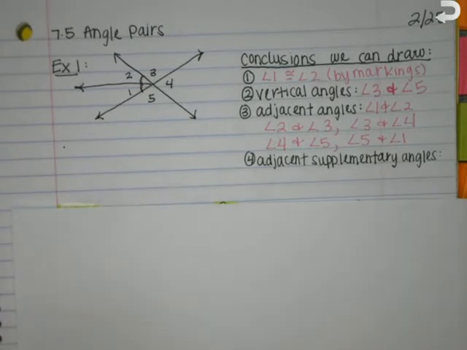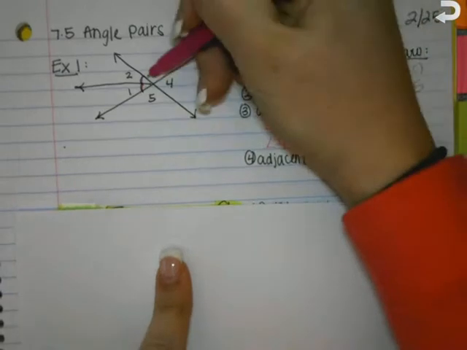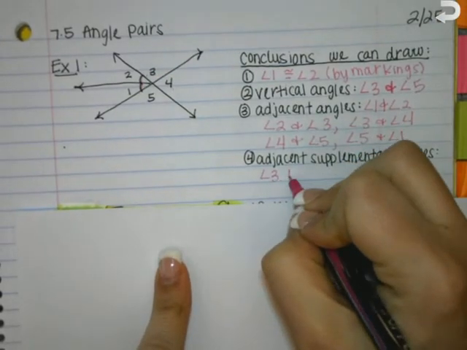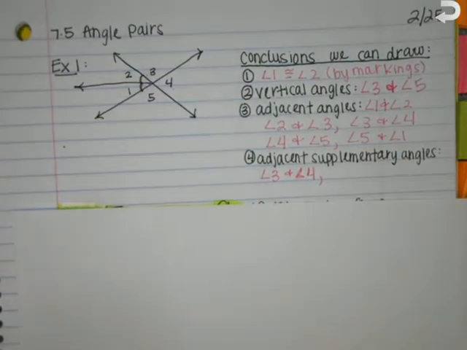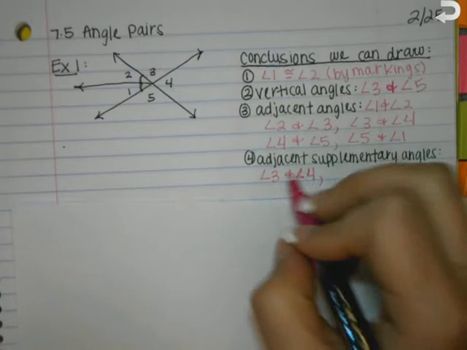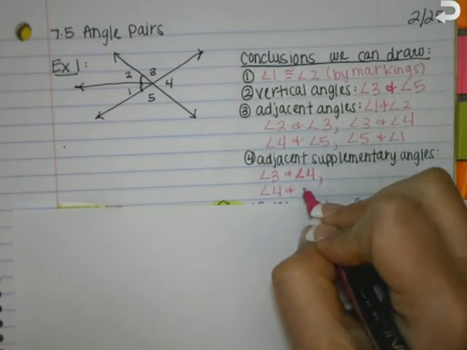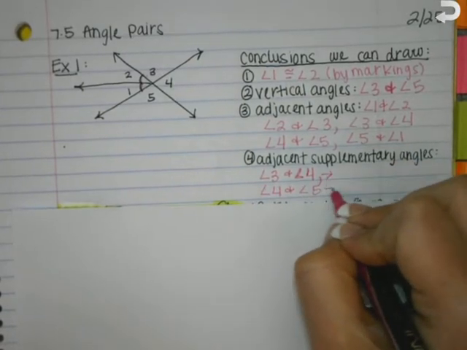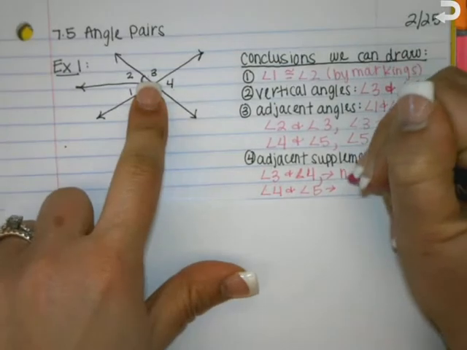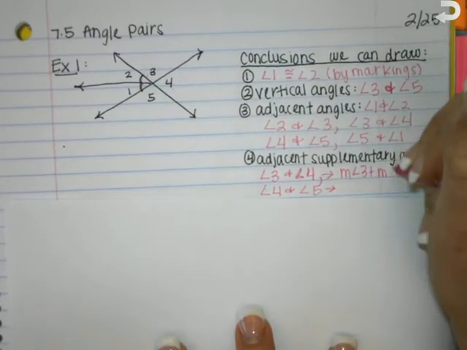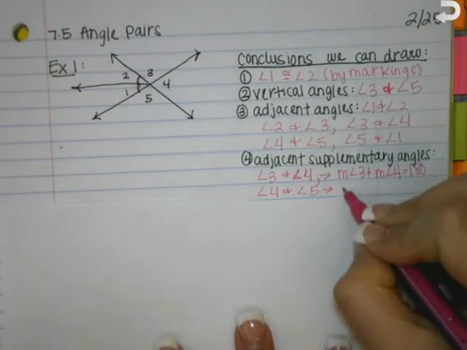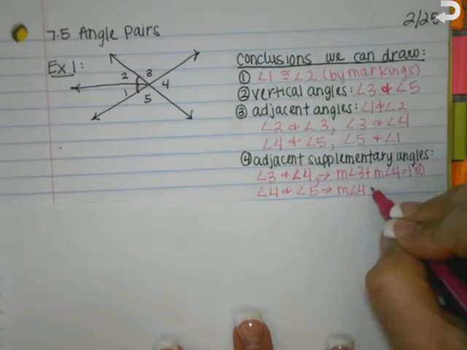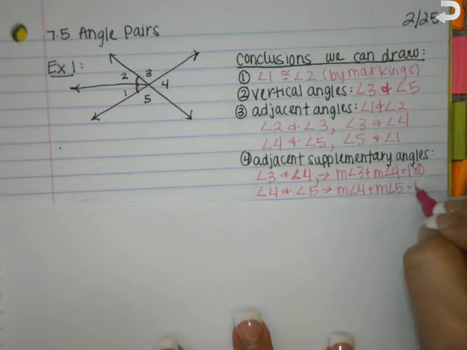So Tyree. 3 and 4. Do you guys agree? Yep. Angle 3 and angle 4. And then, what else? Delilah. Angle 4 and angle 5. And that's it. Actually, I'm going to put in here how we know that. The measure of angle 3 plus the measure of angle 4 should come out to what, guys? 180. And the same thing with 4 and 5. So the measure of angle 4 and the measure of angle 5 comes out to 180. Okay?